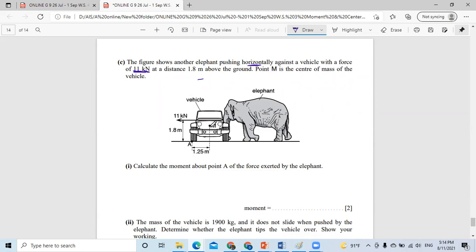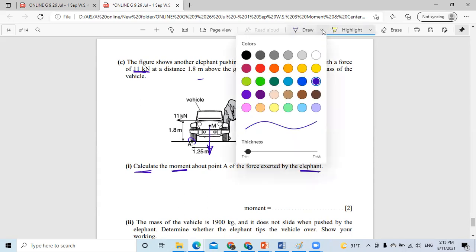Look where point M is, here. The weight of the vehicle acts downwards in this direction. That's the weight of the vehicle, the arrow of it. What do they ask? Calculate the moment about the pivot, point A, here is point A. Calculate the moment about A of the force exerted by the elephant. Look at the picture again, guys.